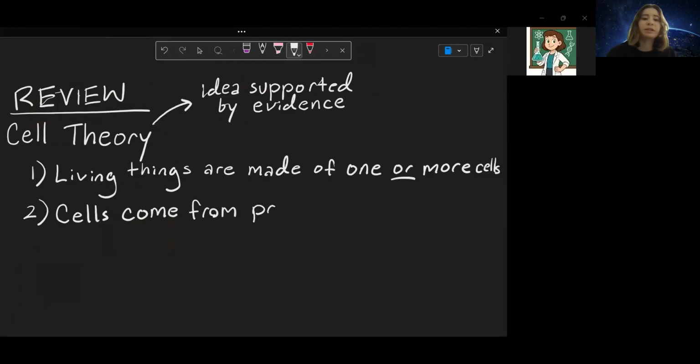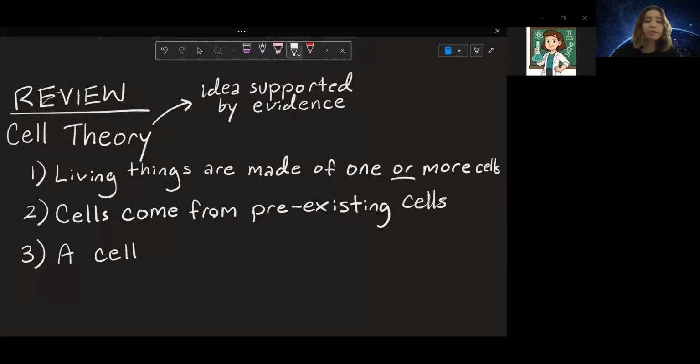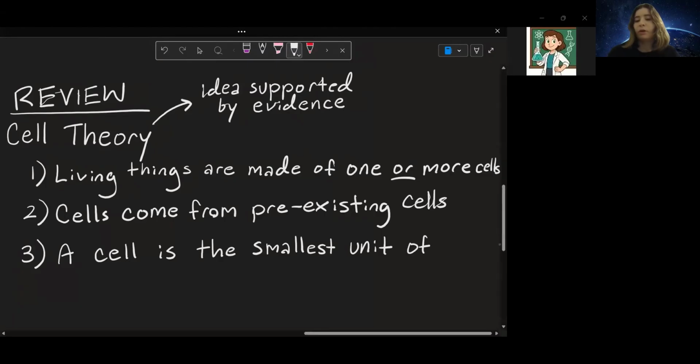We also learned that cells come from pre-existing cells. So cells just don't pop out of nowhere. They have to come from cells that already exist. And then lastly, number three is that a cell is the smallest unit of life, or as we could also say, the most basic unit of life, or the most basic living thing.